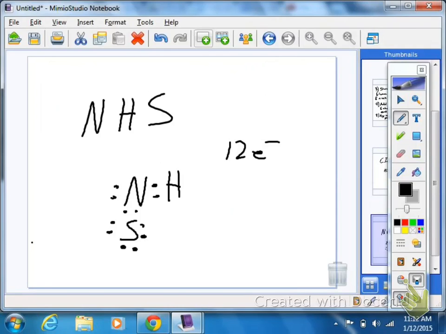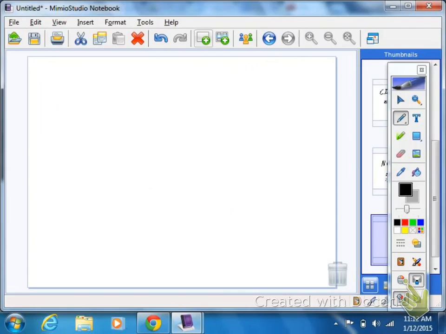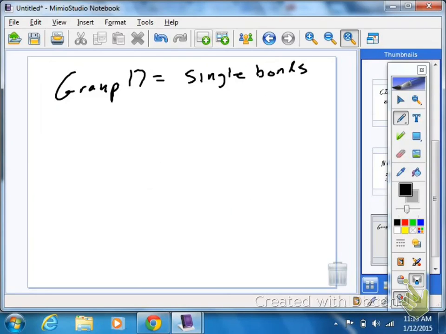Now there are certain elements that can have multiple bonds. Okay? And I'm going to give you general rules for the ones that can have multiple bonds. If you look at group 17, they can only have single bonds. So they can only share a pair.